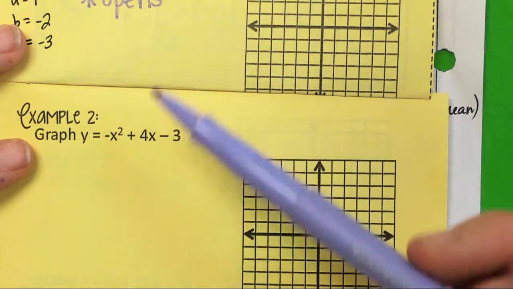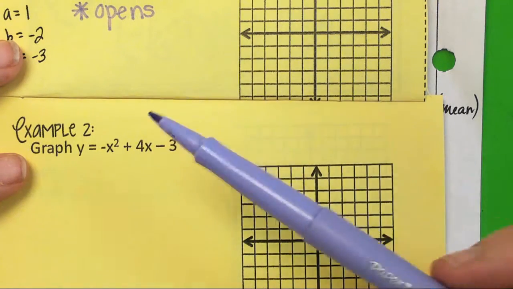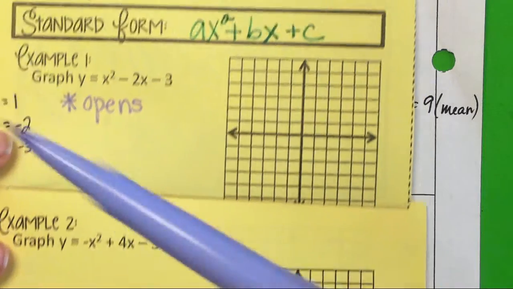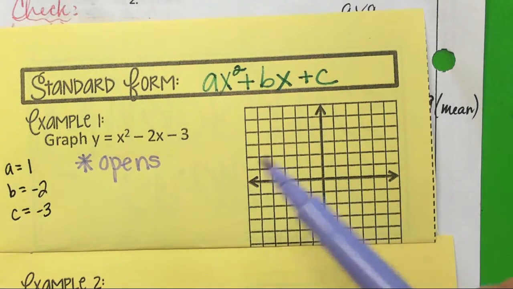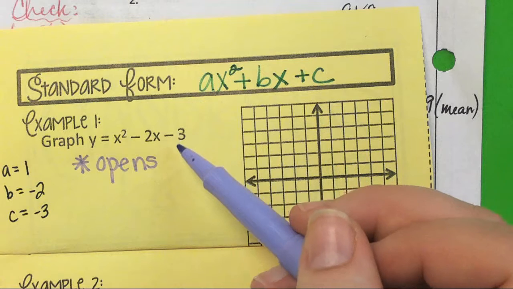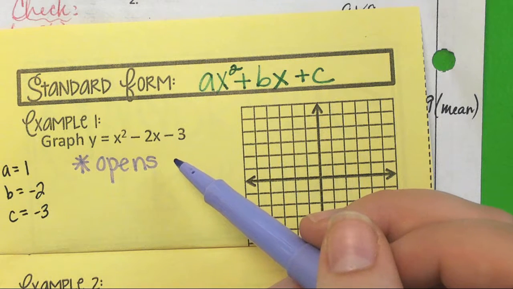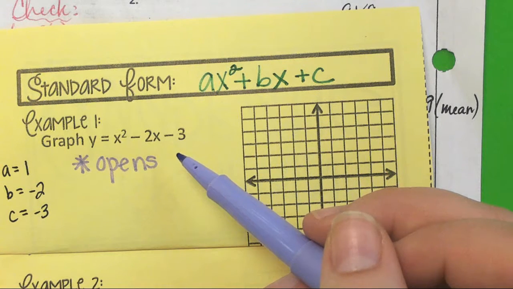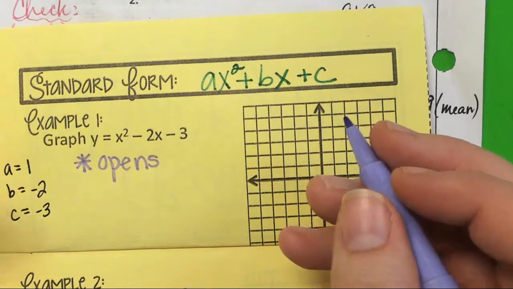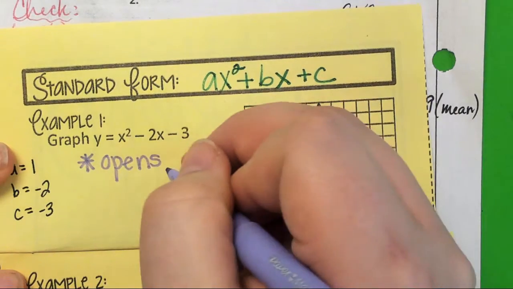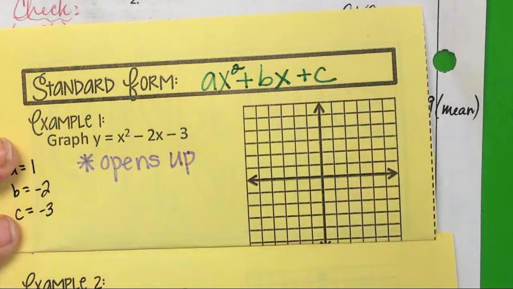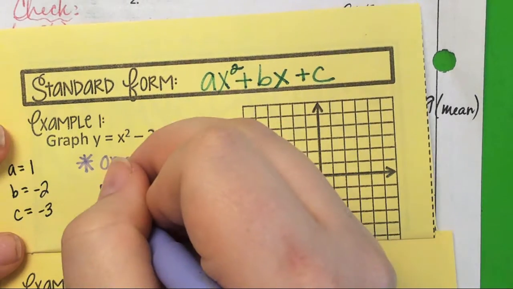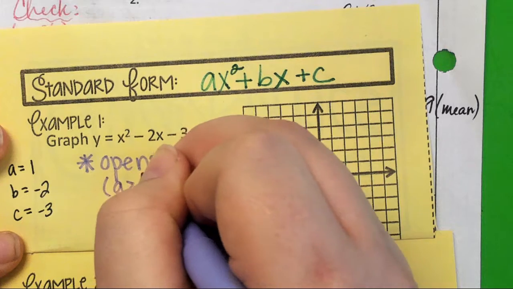You've been graphing these for a couple days now. This looks really similar to one you were working on yesterday because I can factor that, and I'm sure we'll have to in a few minutes. It opens up because the x squared is positive, or if we're using those A's, B's, and C's, because A is bigger than 0.